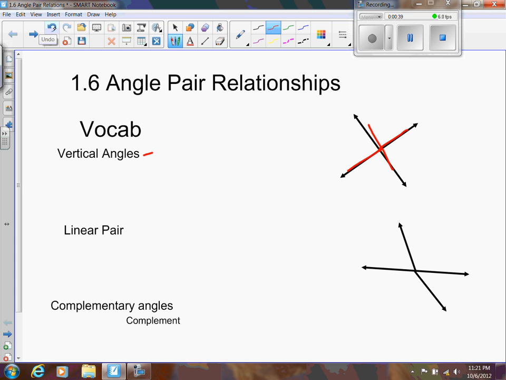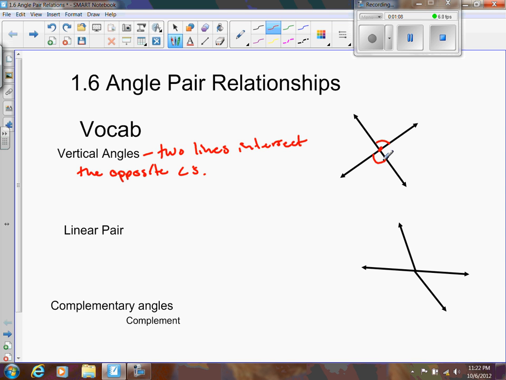Two lines intersect. I just call them the opposite angles. Intersect, the opposite angles. Okay, so vertical angles are this angle and this angle.